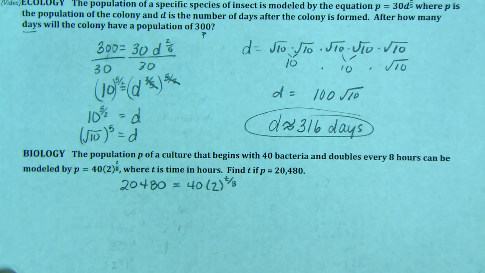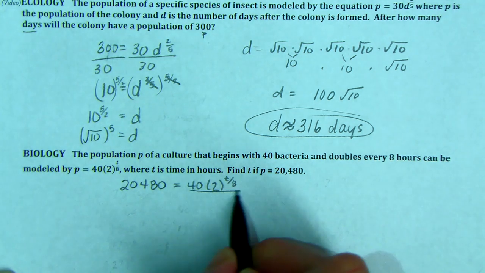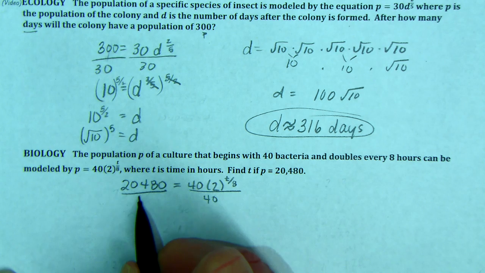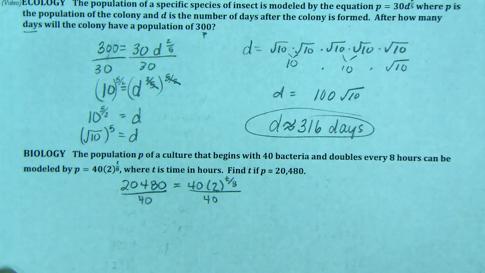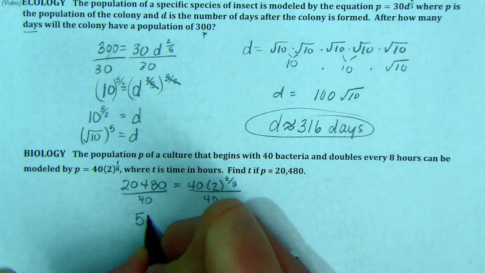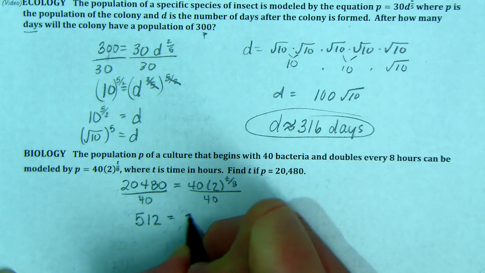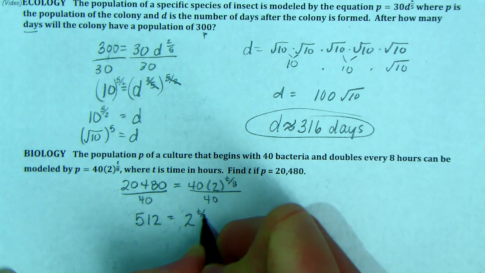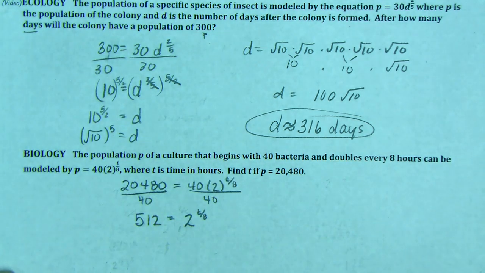Alrighty, well, let's see, we're going to divide by 40. That's the coefficient. 20,480 divided by 40 gives me 512, equals 2 to the T over 8 power. Now, that is a hideous exponent. So I want to get rid of the fraction.